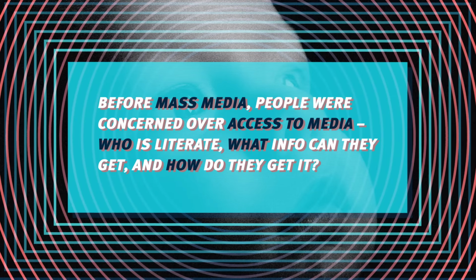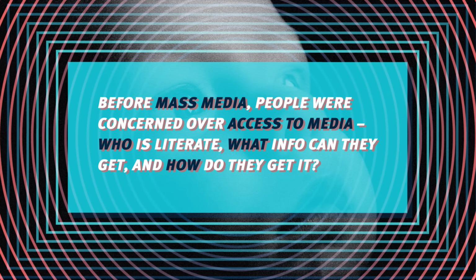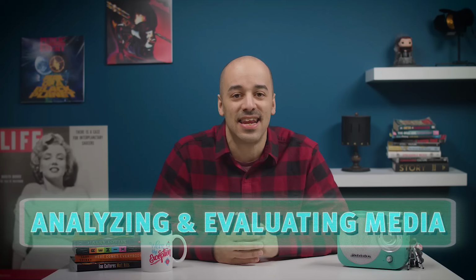Before mass media, people were concerned over access to media. Who is literate? What info can they get, and how do they get it? But in the first half of the 20th century, concerns shifted to analyzing and evaluating media. What messages are being sent, and is the public able to handle them? If Martin Luther and Gutenberg worried we didn't have enough media around, in the 20th century we start to worry if people have too much.